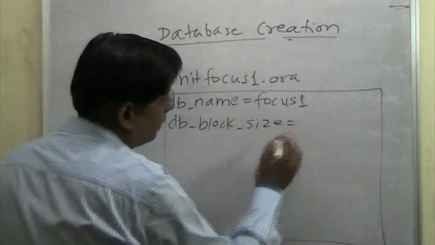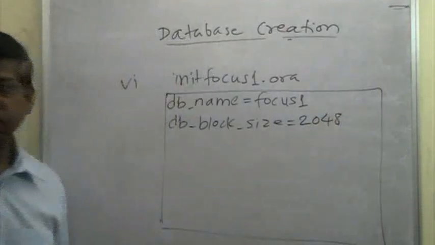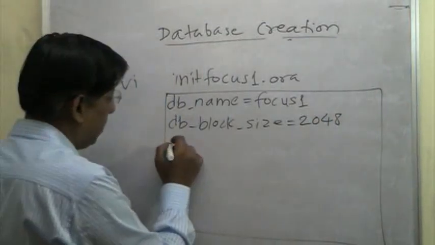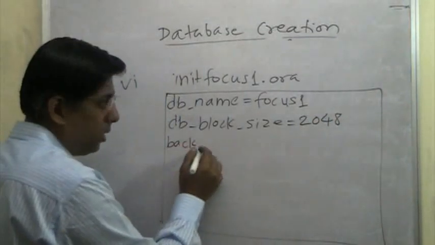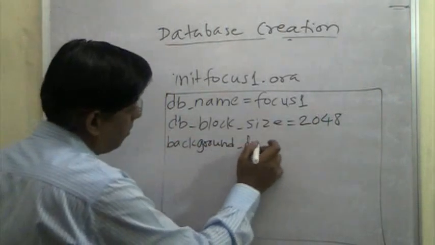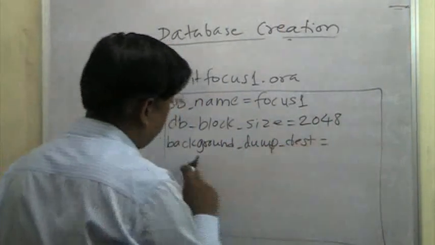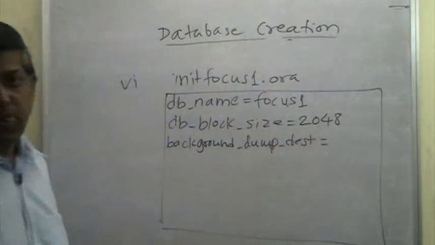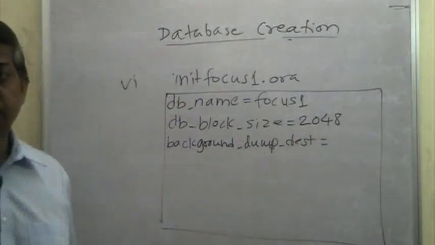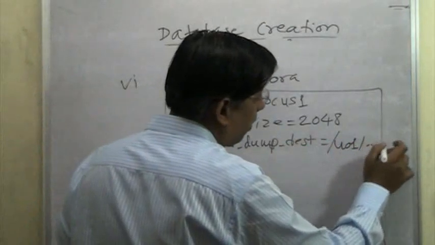Then db_block_size. This is the size of the block. I'm going to say 2048 here. Our block is a 2K block size. Then I'm going to tell my init.ora file background_dump_dest. That is going to be equal to the name of the directory that we have just created, which is bdump. The whole name you are going to write is u01 app oracle and finally bdump.